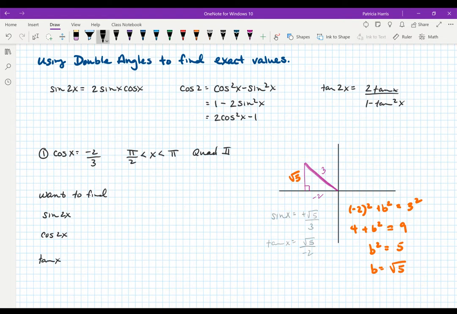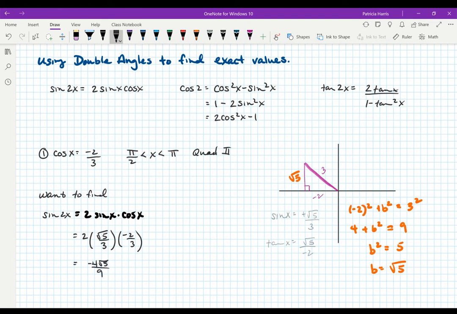Sine of 2x is 2 sine x cosine x. So if I plug those in, I get 2 times radical 5 over 3 times negative 2 over 3. So that's going to give me negative 4 radical 5 all over 9. And that's it for sine.